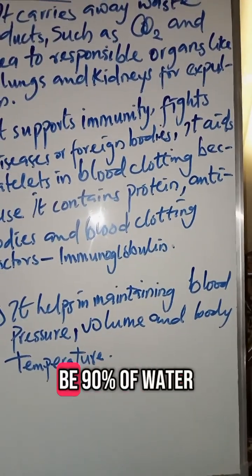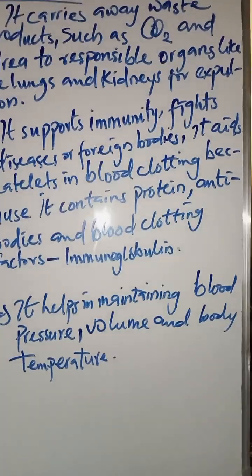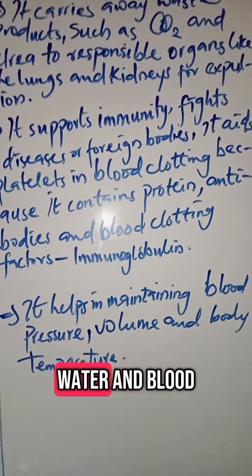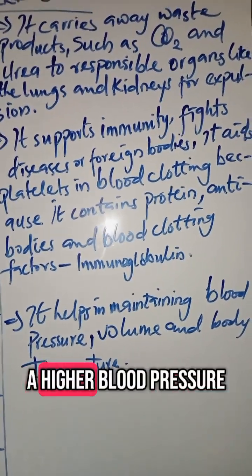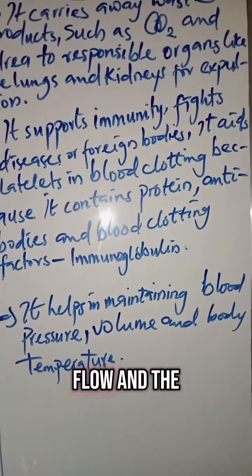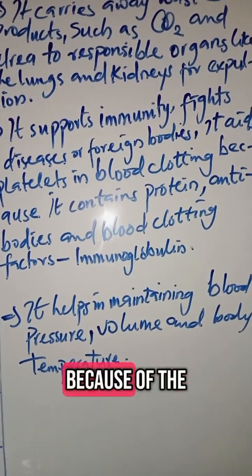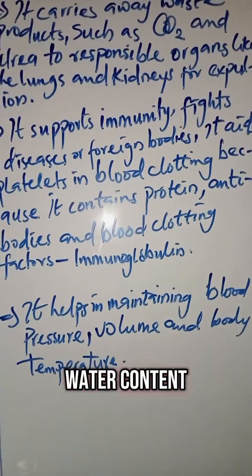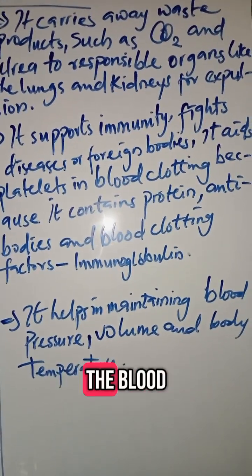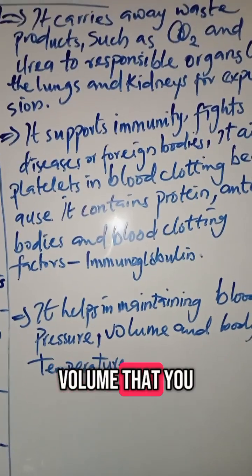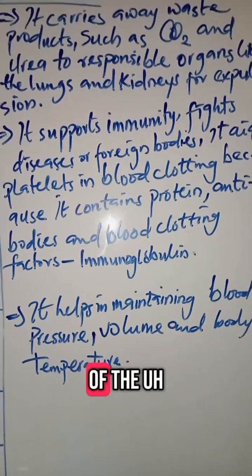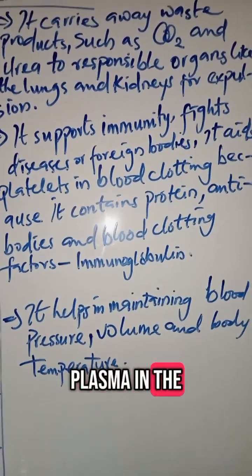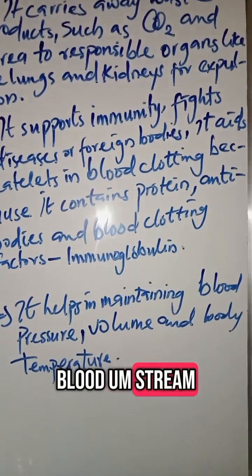Then it helps in maintaining blood pressure. How do we mean? Being 90% water, it helps in the movement of water and blood inside the blood vessels. Even where there is higher blood pressure, the flow and circulation of blood is possible because of the water content, that is, the plasma content of the blood. Also, the blood volume can be measured because of the presence of the plasma in the bloodstream.